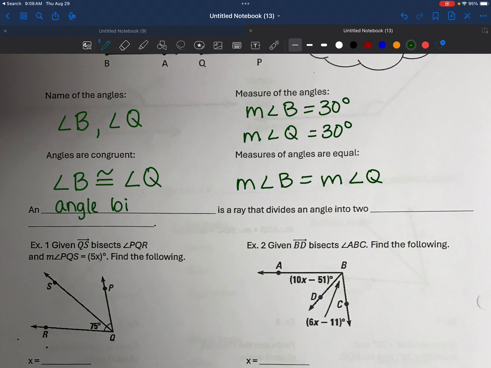Now we're going to talk about angle bisector. Now, we talked about segment bisectors last week. When we talked about a segment bisector, what did that do to a line? Cut it in half. So what's an angle bisector going to do? Cut it in half, okay? So the difference here is it's a ray that divides an angle into two congruent angles.